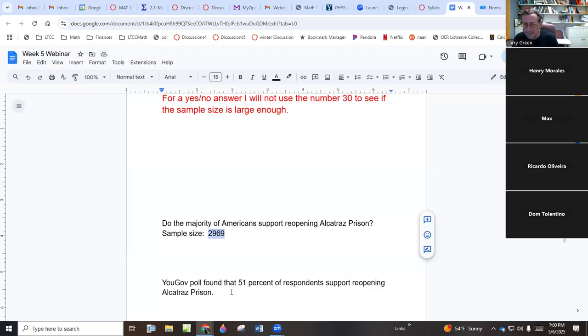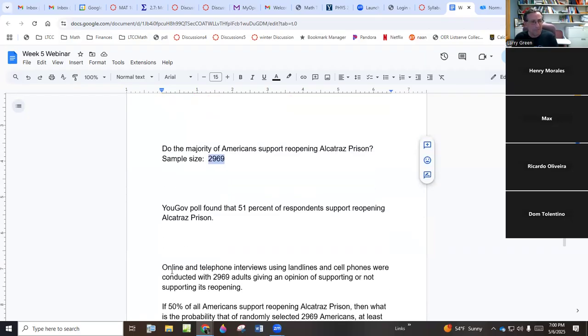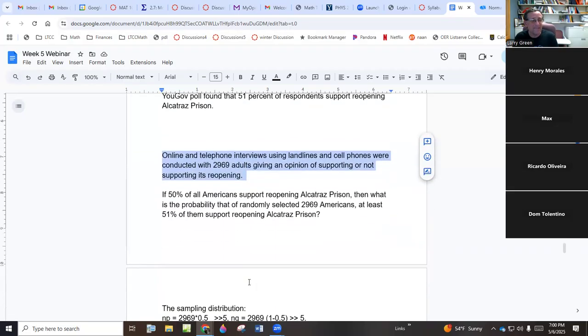Does that make sense? So we want to see, is there good evidence for it? And we're going to be spending pretty much the rest of the entire course on understanding what it means to say there's good evidence. So this is day one. Just letting you know that. So they did online telephone interviews and they asked people.